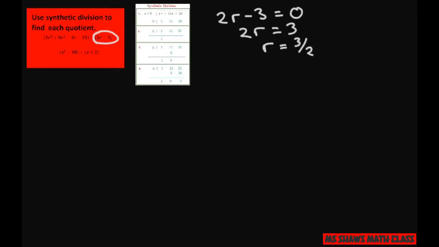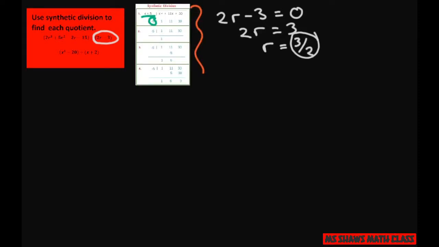what we're going to look at is our divisor. We're used to using long division. What we do is set this divisor to 0 and solve for r. So you get 2r equals 3, so r equals 3/2. So that's what we're going to use. Just like in this example, if we have x plus 5, then we use -5 because you set that to 0.